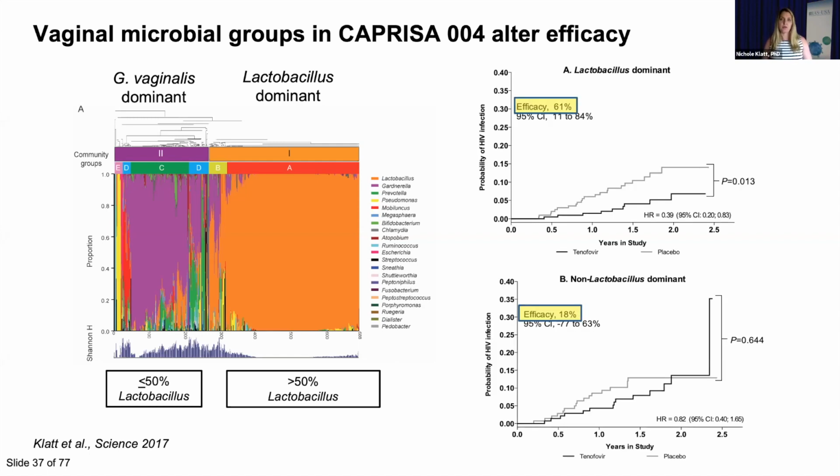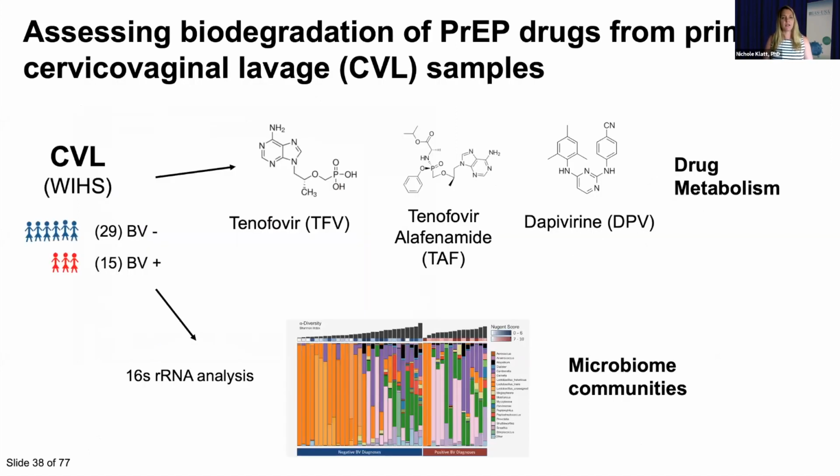So once we split women into these two groups and looked at efficacy again, we were absolutely shocked to see that in women who have Lactobacillus dominant vaginal microbiomes, the efficacy goes up to 61% for the tenofovir gel. But in women who do not have Lactobacillus dominance, the efficacy goes down to 18%. So you lose efficacy in a huge way if you don't have this ideal microbiome. And this was the first time it has been shown that the microbiome is associated with differences in efficacy in a PrEP trial.